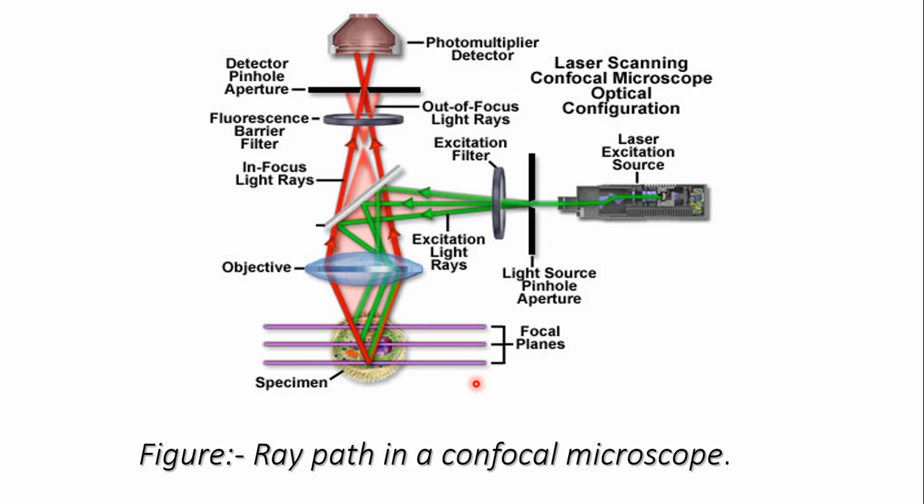So now we will understand what the differences are and what modifications are done in the fluorescence microscope to make it a confocal microscope. Firstly, the pinhole aperture will increase the resolution of the image, right? Because it will eliminate out of focus light rays. So by eliminating out of focus light rays, the resolution of an image will be better.